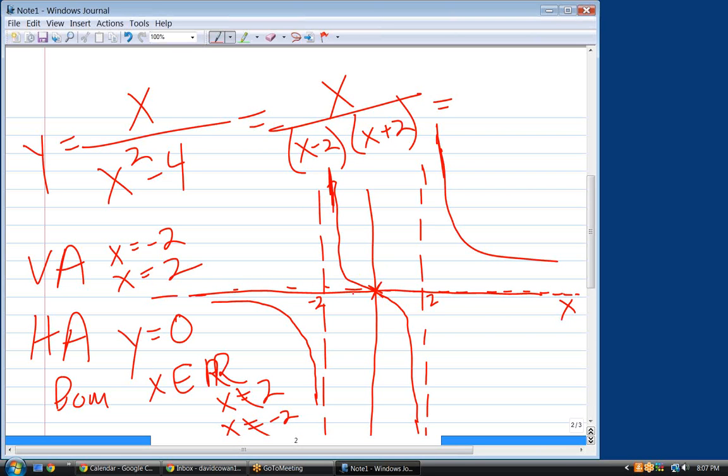And the other way we could figure this out is we know that when x is 0, y is 0. But what is y when x is minus 1? Plug that in and see if you get a positive or a negative result.